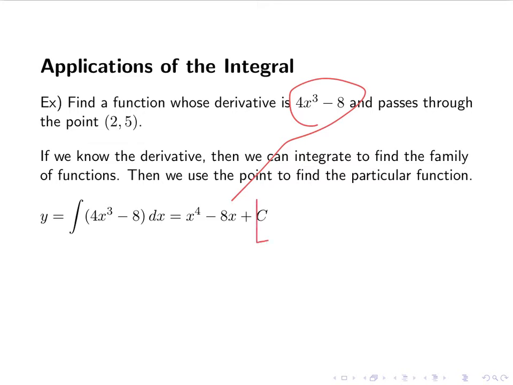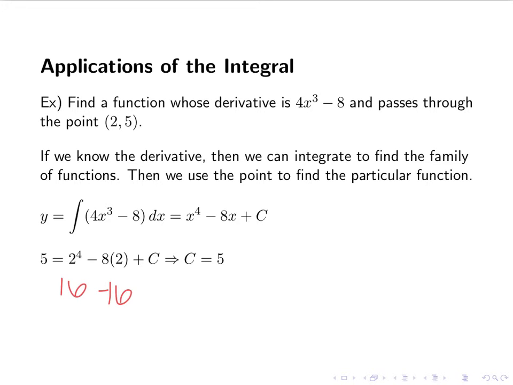Now I need to find the c that satisfies the second part, that goes through the point (2, 5). So I plug in 5 for y, and I plug in 2 for x, and I solve. And hopefully we can see that we're going to get 5, because 2 to the 4th is 16, 8 times 2 is also 16, those cancel, and c is 5. So our answer, make sure you actually answer the question, don't just end with c equals 5. Our answer is y equals x to the 4th minus 8x plus 5.